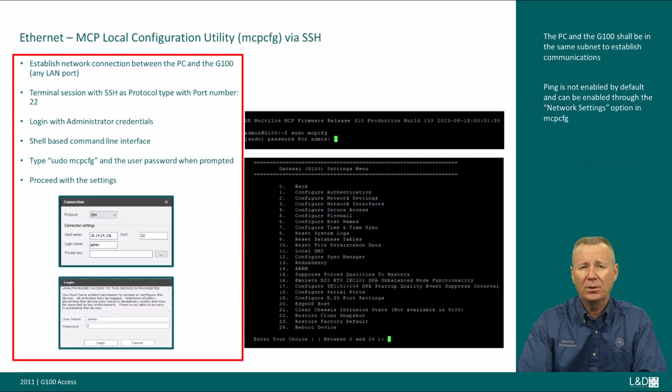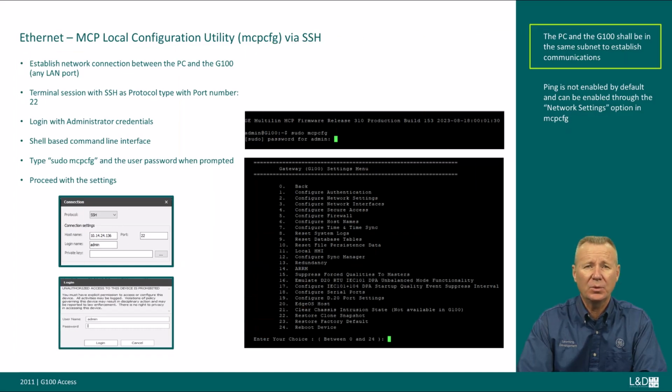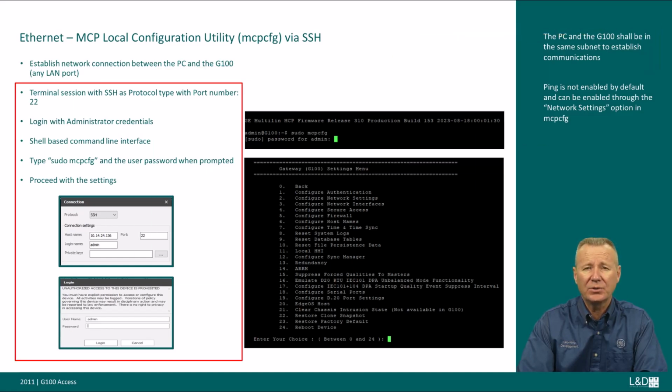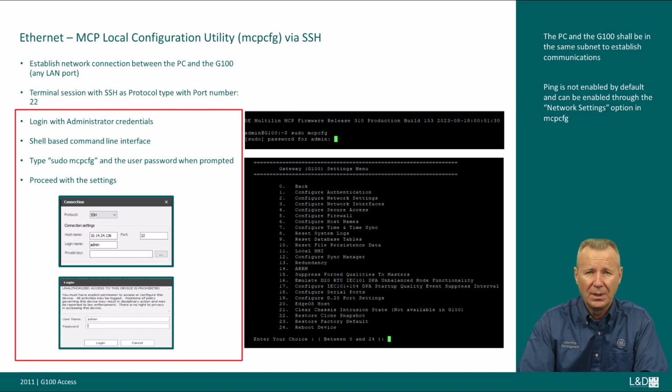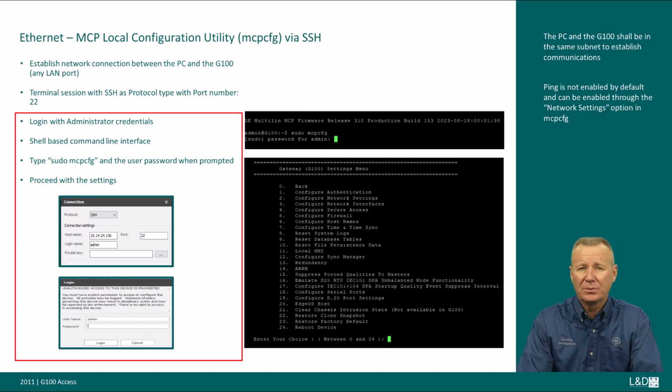The MCP Gateway Local Configuration Utility can be launched remotely via SSH. The PC and the G100 shall be in the same subnet to establish a network connection. Launch a terminal application such as the Secure Terminal Emulator from the DSAgile folder in the Start menu to start a terminal session with SSH as protocol type with port number 22. Log in using administrator credentials and then type sudo mcpcfg and the user password when prompted. A gateway settings menu will be shown, and then you can proceed with the settings. Please see the G100 Settings module for more details on the system level settings.